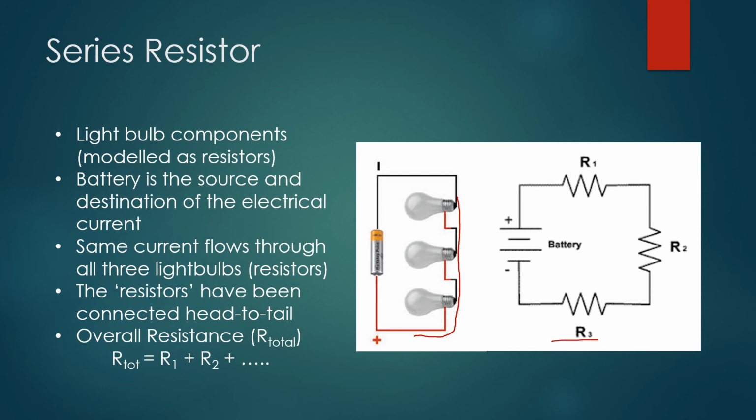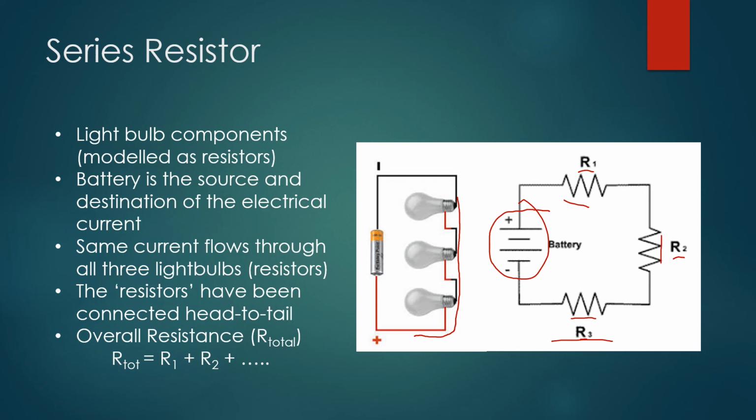Over to the far right here, we have a drawing of generally how we draw these resistors. This R1 would be light bulb 1. R2 would be the second light bulb in the diagram, and then R3 would be the third light bulb. These resistors are represented by these little squiggly lines here. And then we have the battery, as you can see, with its positive and negative shown here.